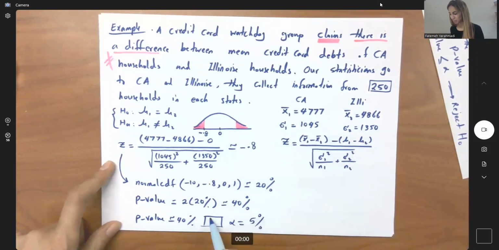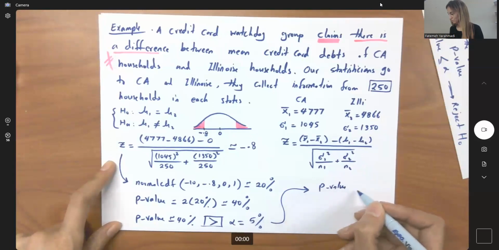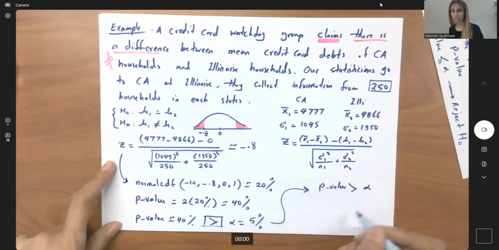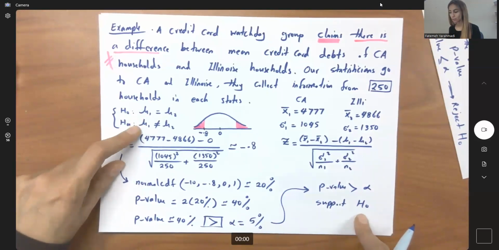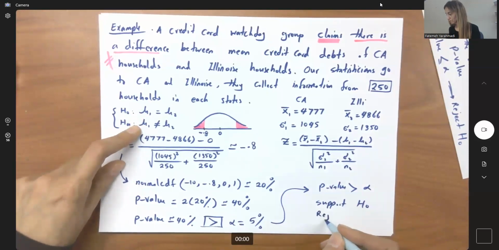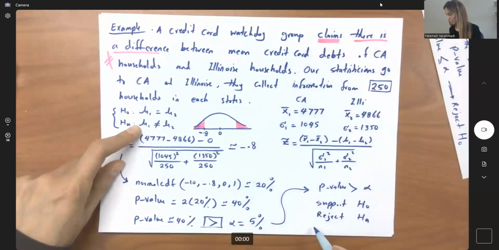So obviously, the p-value is more than alpha. Since the p-value is more than alpha, we fail to reject the null hypothesis, or we support the null hypothesis. We support the null hypothesis. It means that we reject the alternative hypothesis, but the alternative hypothesis and the claim are the same thing. So we reject the claim.